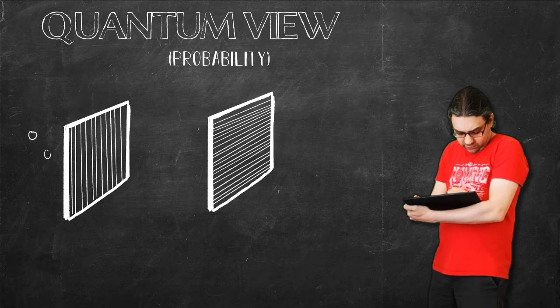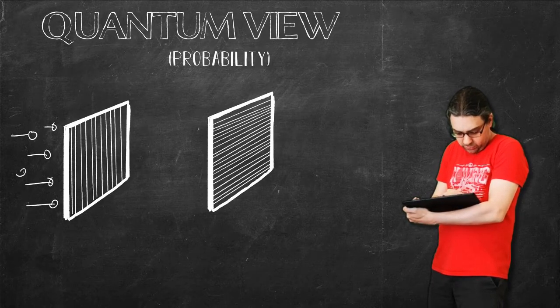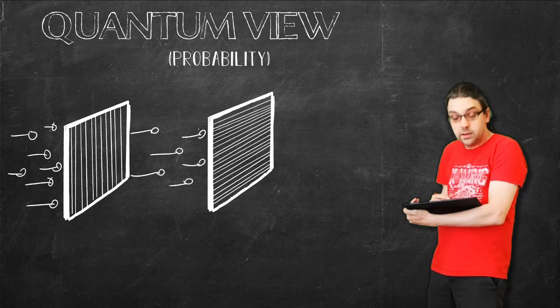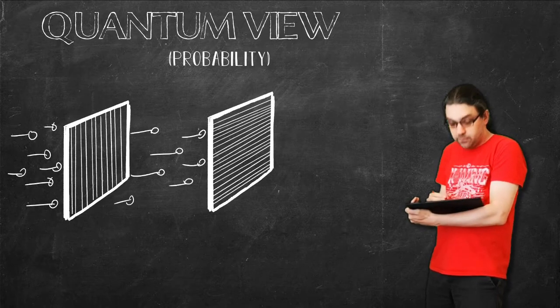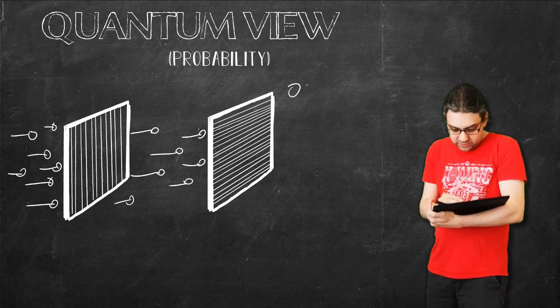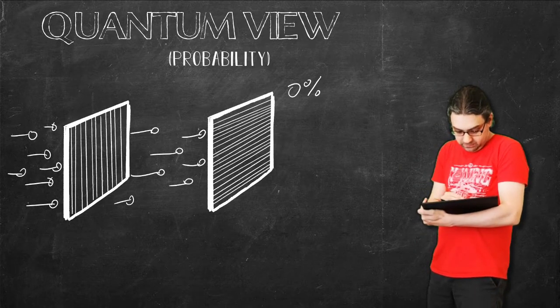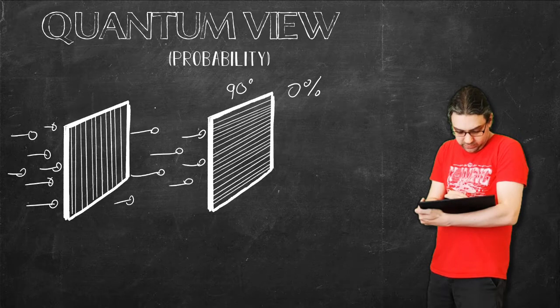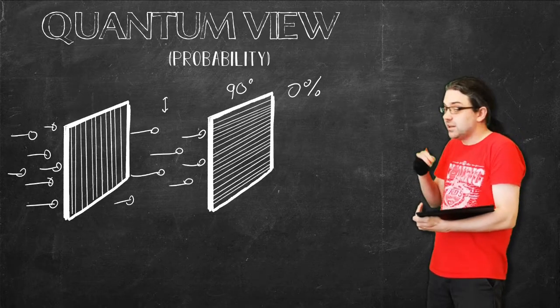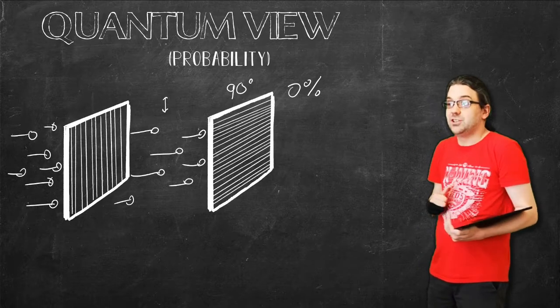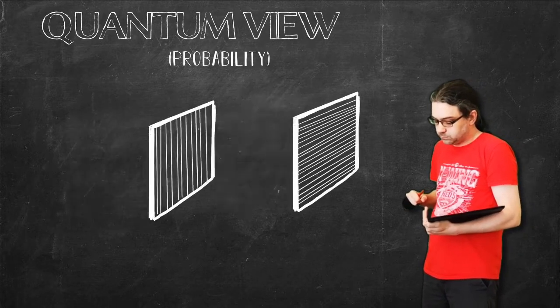So let's think about it. Here we have photons traveling through at any particular polarization, and some will pass through that first polarization filter. They will agree that they can pass through the first. But there is a 0% chance that any of them will pass through this one at 90 degrees. They all agree that the field is oscillating in that direction. Anything in that direction gets absorbed. 0% chance of passing through.